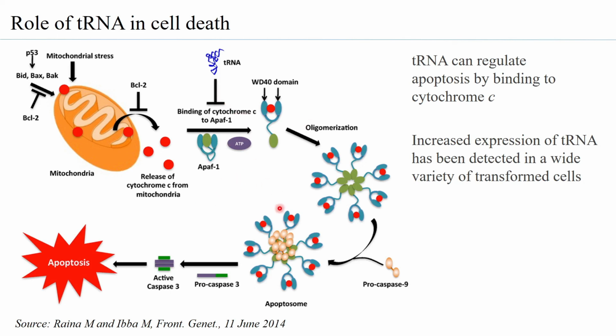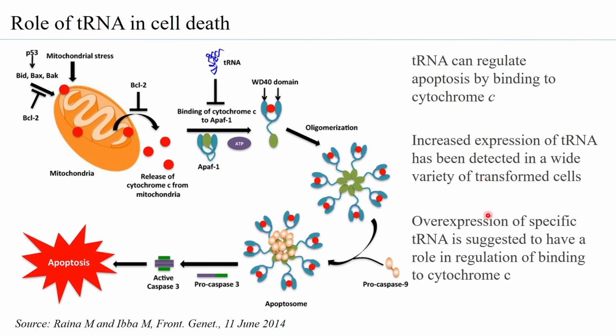And interestingly, what has been found is that the levels of tRNA are high in cancerous cells, which are transformed cells. Because they are high, they bind to cytochrome C, and because they bind to cytochrome C, those cancer cells do not undergo apoptosis, and so they will keep dividing, right? That is something that has been observed in many transformed cells. Also, overexpression of specific tRNA has been suggested to have a role in regulation of binding to cytochrome C.